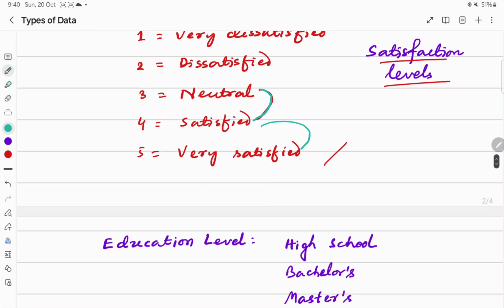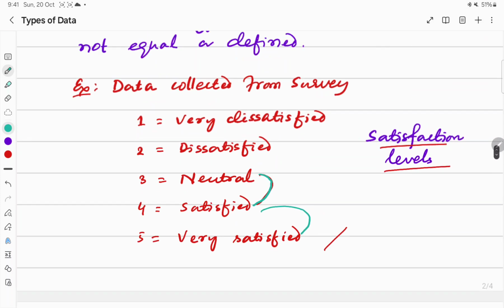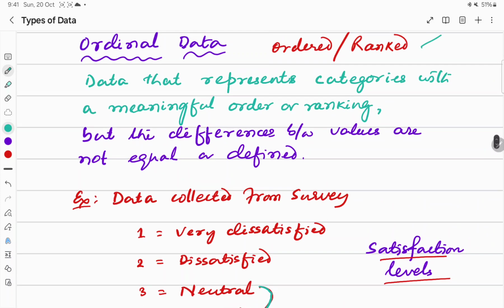Let us take one more example. Suppose we collect data on education level. It may be high school, it may be bachelor's, it may be master's, it may be PhD. But the difference between high school and bachelor's is not the same as the difference between bachelor's and master's, or the difference between master's and PhD. They are not the same. So this is the definition.